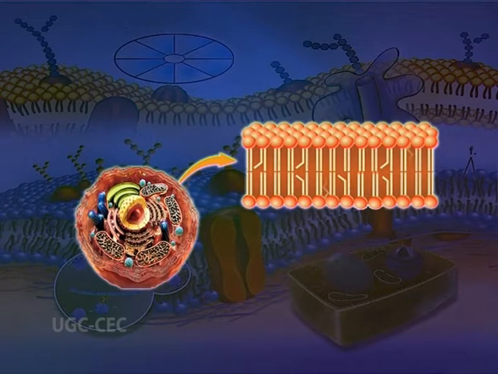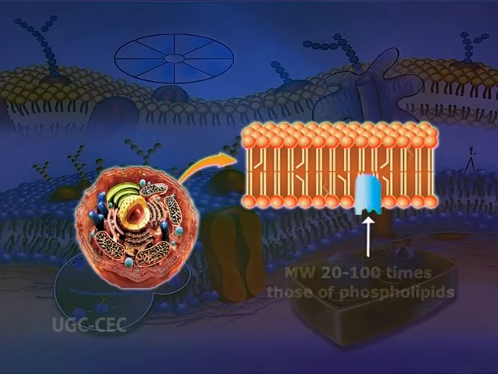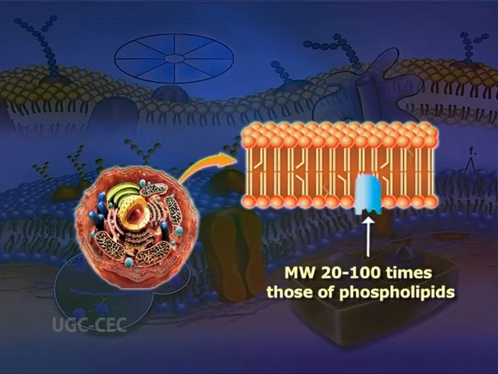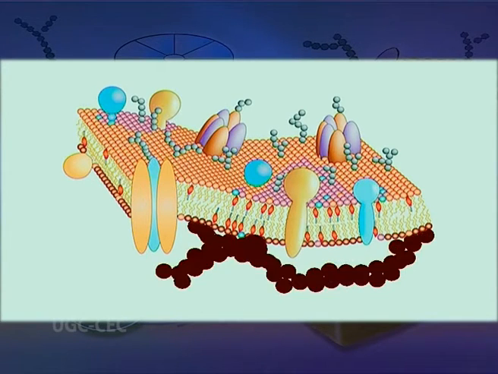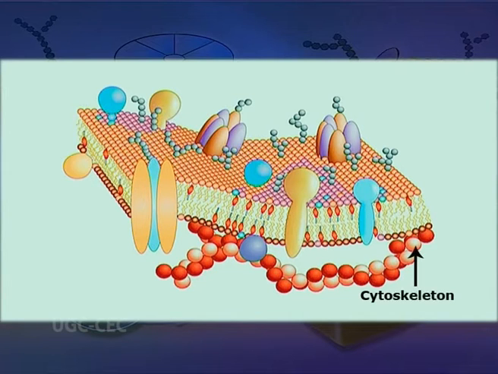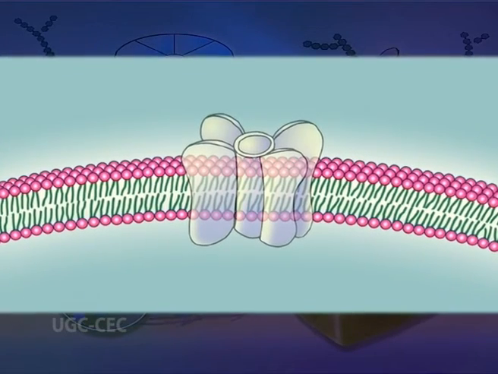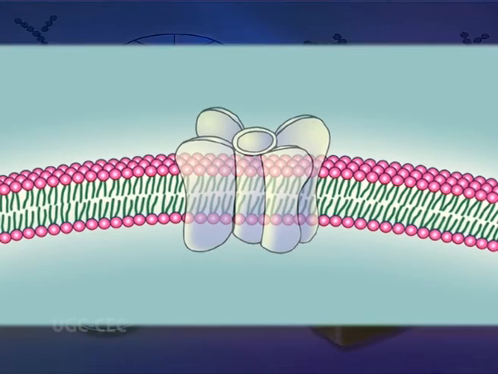Many, though not all, membrane proteins are also free to move laterally within the membrane. However, proteins typically move much more slowly than lipids, in part because they are much larger molecules with molecular weights 20 to 100 times those of phospholipids, but also because they tend to establish connections with other membrane proteins and with underlying cytoskeletal structures.